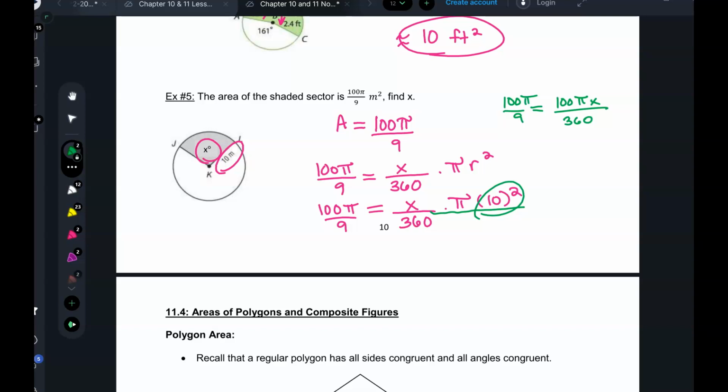Okay, you could cross multiply. That's one thing you could do. You could find a common denominator if you wanted. The other thing is I can multiply by the reciprocal to isolate x.